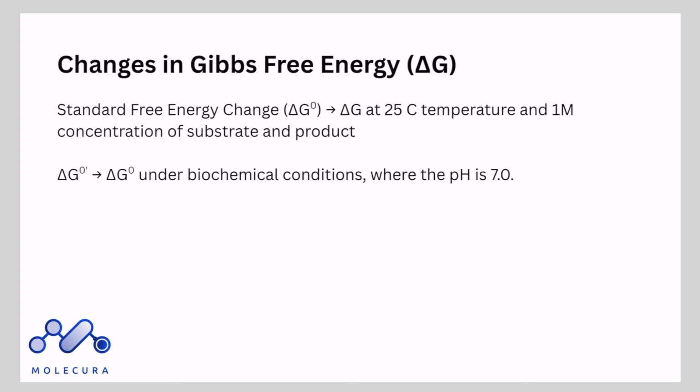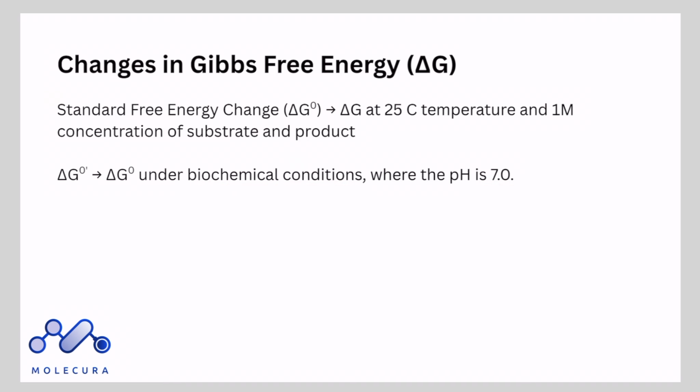We could have the standard free energy change, or delta G 0. This is delta G at 25 Celsius and at 1 molar concentration of substrate and product. In biochemistry, most of the time we talk about delta G 0 prime, which is the delta G 0, the standard free energy change, in biochemical conditions where pH is 7.